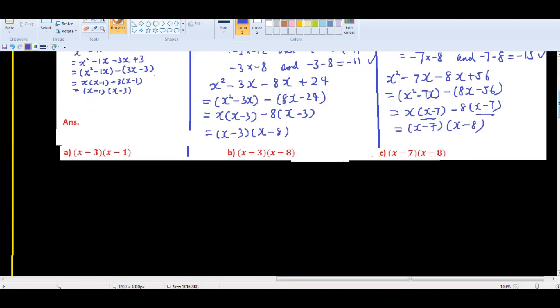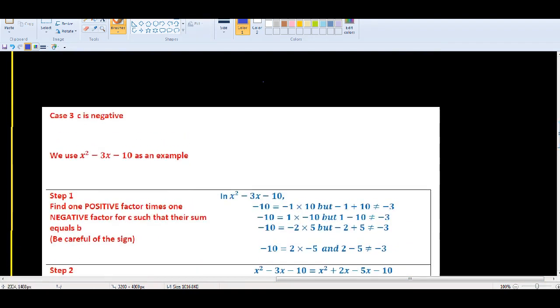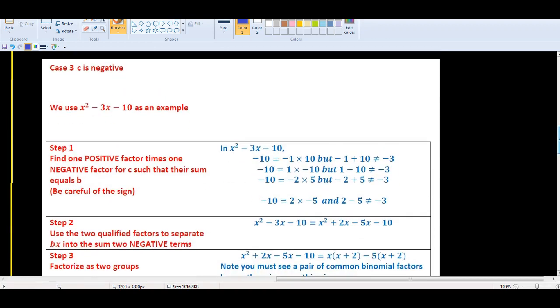How about the last case, which is case 3? In case 3, we consider when the last number c is negative. That means the constant term is negative. You see here, the last term is negative. So how could we do this? First you need to think about how to find a pair of numbers that, when they multiply together, give you a negative product. It must be one positive and one negative, right?